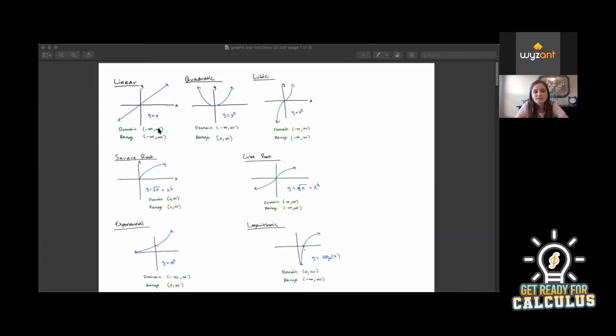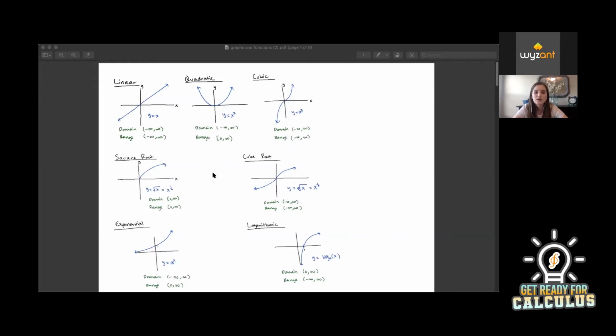We have parentheses on either side because you can't actually hit infinity, right? Anytime you get to infinity, there's infinity plus 1 waiting around the corner. For the range, that's the y values, so what y can be. In this function, you're able to get all the way up to infinity if you go this way, or all the way down to negative infinity if you go that way for the y values.